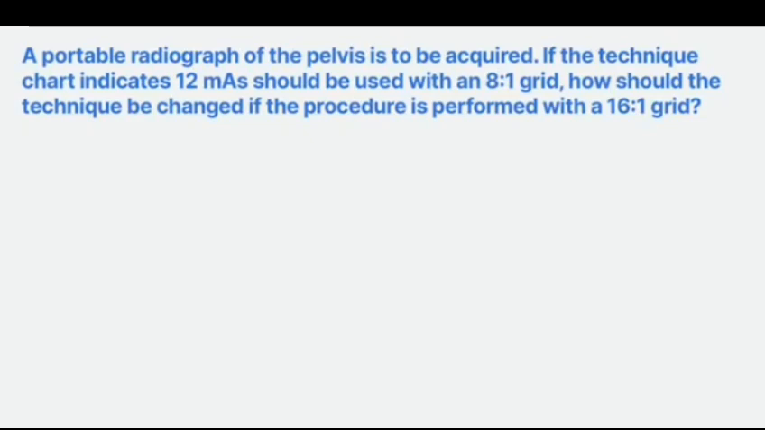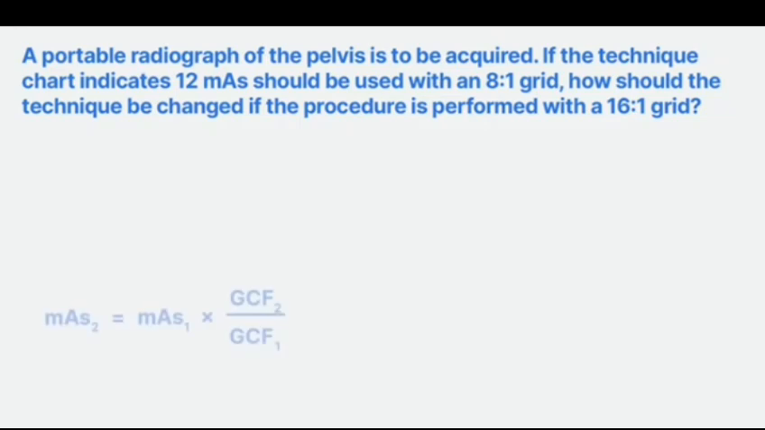Here's another example. A portable radiograph of the pelvis is to be acquired. If the technique chart indicates 12 mAs should be used with an 8:1 grid, how should the technique be changed if the procedure is performed with a 16:1 grid? It might be tempting to just double the mAs since the grid ratio doubled, but that's actually not how it works.